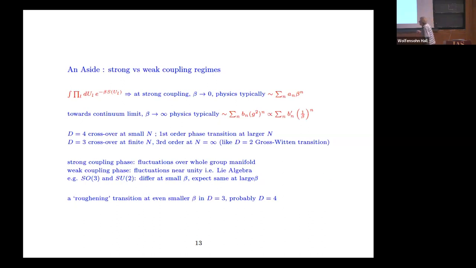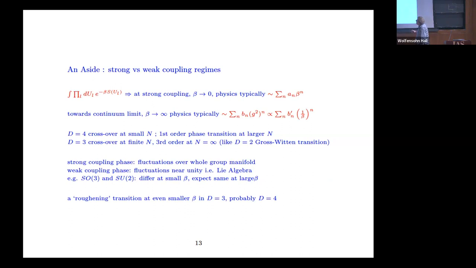So in general, we're interested in the coupling going to zero, that's beta becoming large, because that's getting closer to the continuum limit. However, of course, there is another region where beta becomes small, and we want to avoid that region if what you're interested in is continuum physics, although you may be interested in it for other reasons. So I'll say a few words about that.